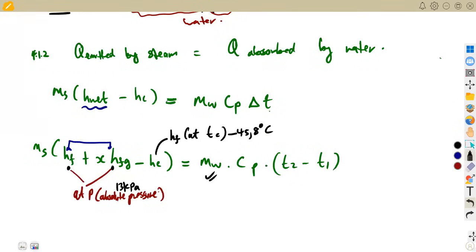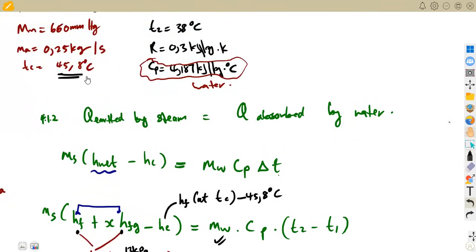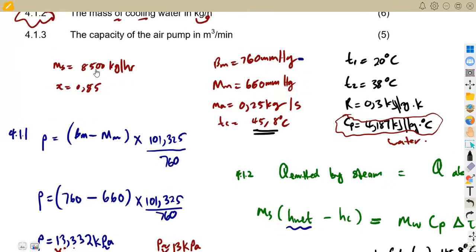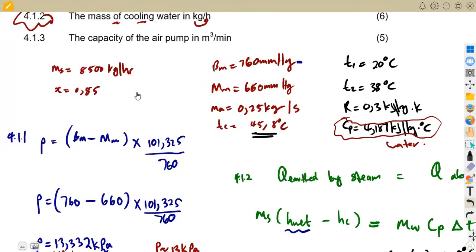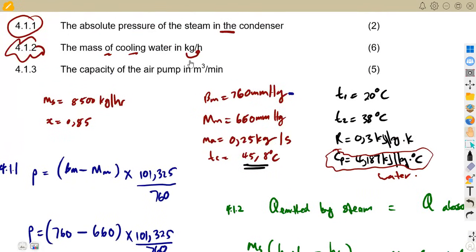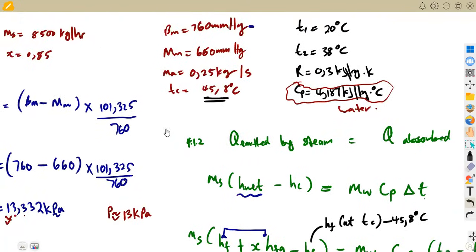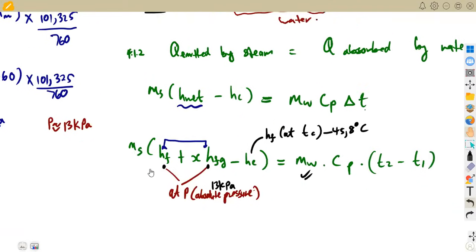So let's substitute the mass of steam here. Do we have the mass of steam? We wrote it somewhere here. The mass of steam is in kilograms per hour, and here they also need it in kilograms per hour. So there's no conversion that we're going to do, because the mass of steam is already in kilograms per hour. That means the mass of cooling water is also going to be in kilograms per hour. So let us substitute the mass of steam here, 8,500.